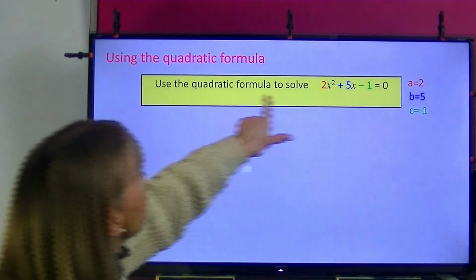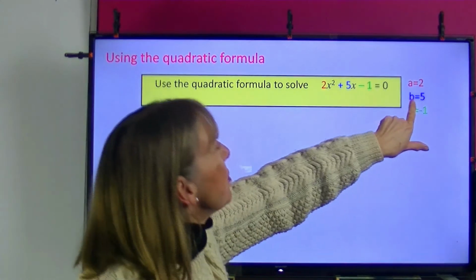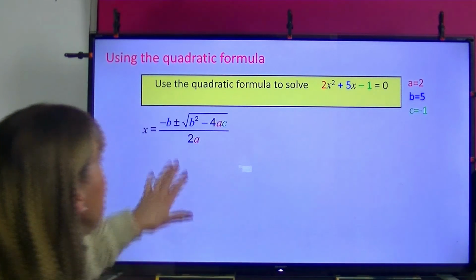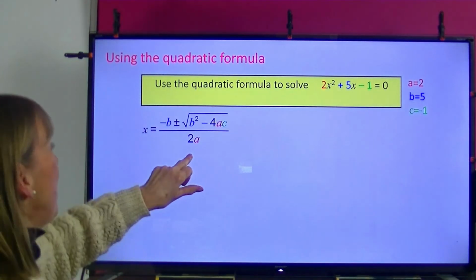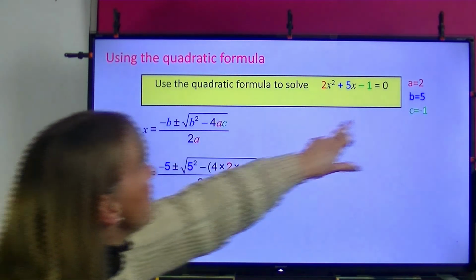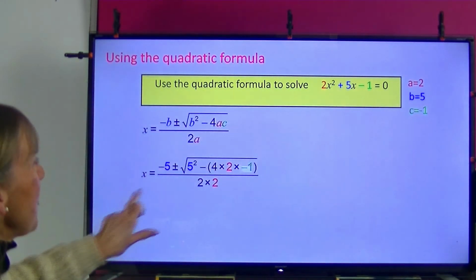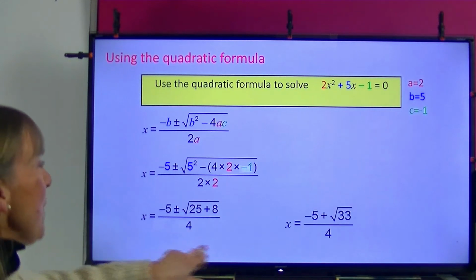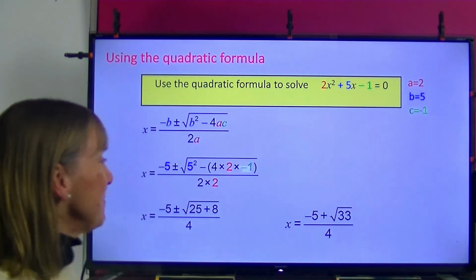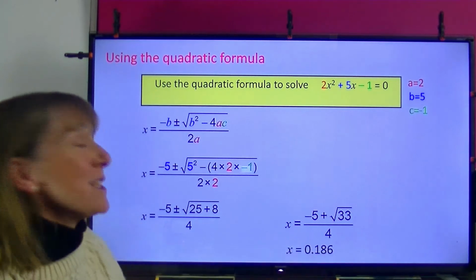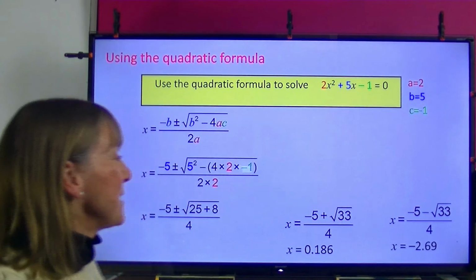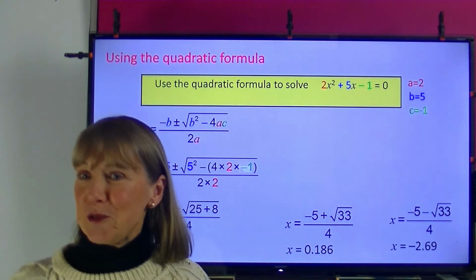So, for instance, let's say we want to solve this quadratic equation. Here are the values of a, b, and c, and I'm not going to do this myself, I'm just going to use PowerPoint. Here's the formula again. We now substitute in the values we know. We do the maths, and here's one result where we've got a plus there, and that gives us that value, and here's the other one where we've got a minus, and that gives us that value. So there are two solutions.